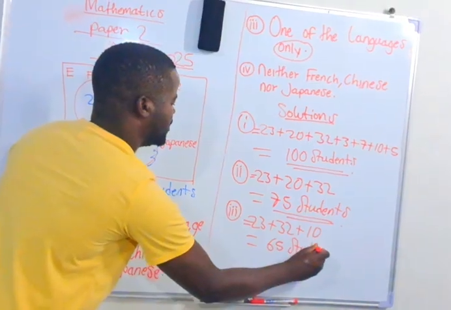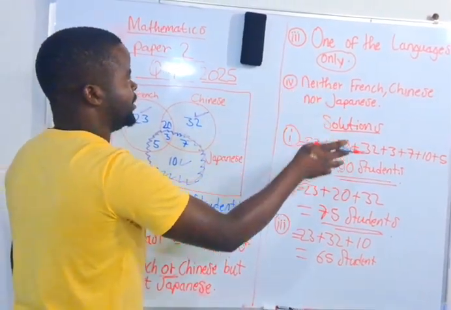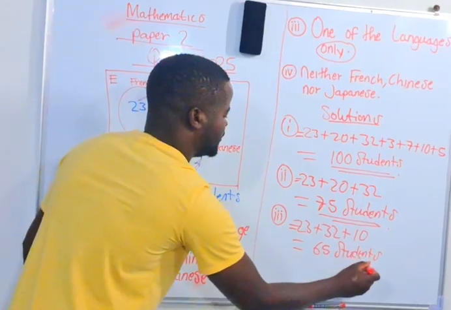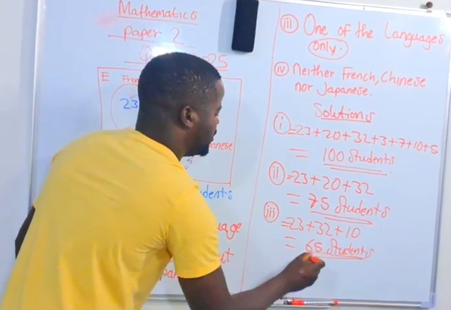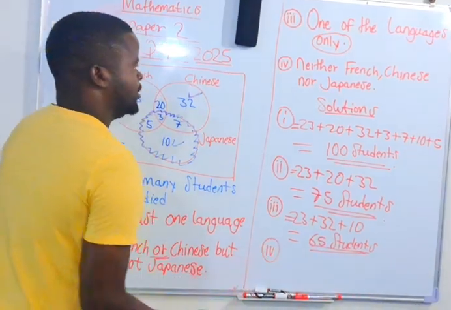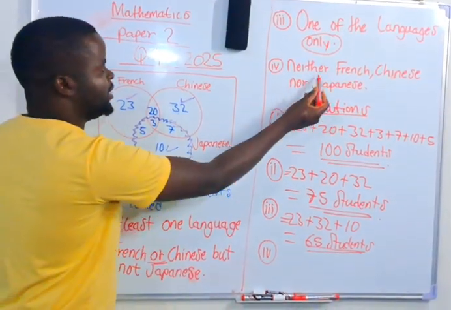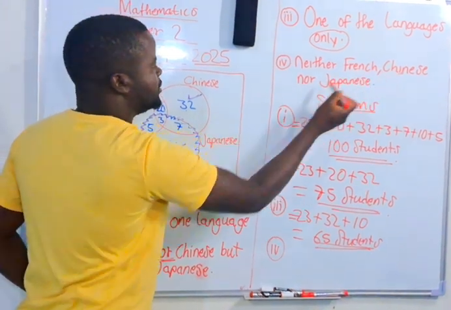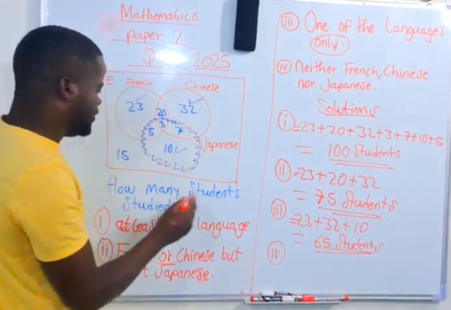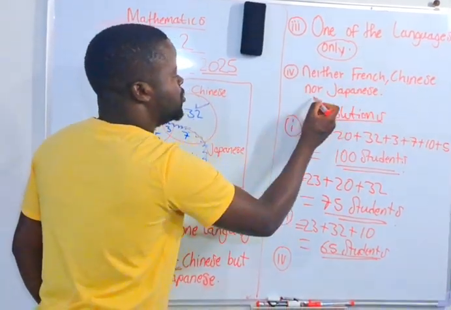65 students studied one of the languages only. Then let's go to question Roman numeral 4. How many students studied neither French, Chinese, nor Japanese?